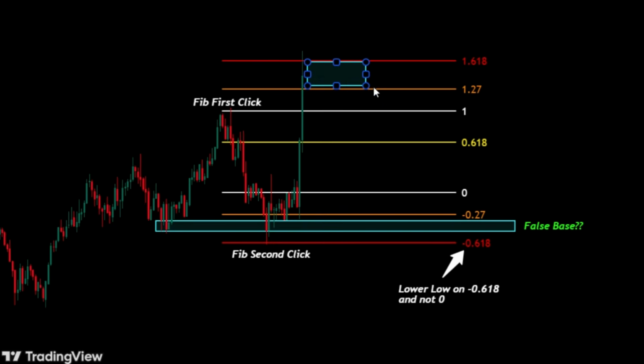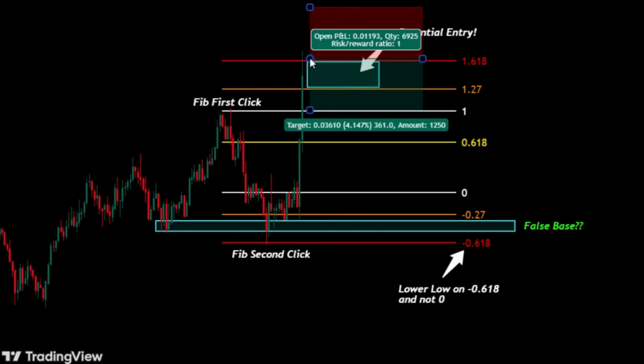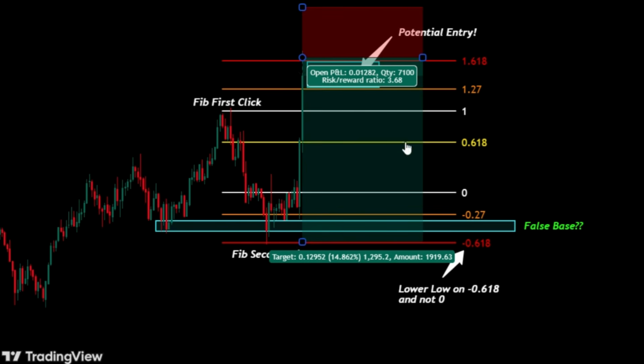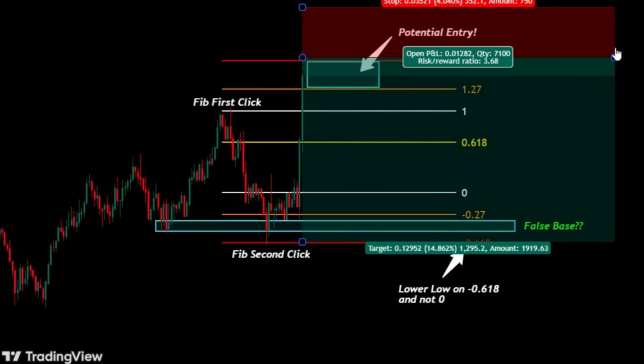As for the entries, the area between 1.27 and 1.618 could be a potential entry zone if candles get rejected from that area, and in this example, you can see a strong rejection from the 1.618 level, and that long shadow implies that buyers may be losing momentum, so the trend might be running out of steam. Because of that, I can start looking for a possible short position. The lowest level of Fibonacci, which is minus 0.618, could be a potential target in this setup.